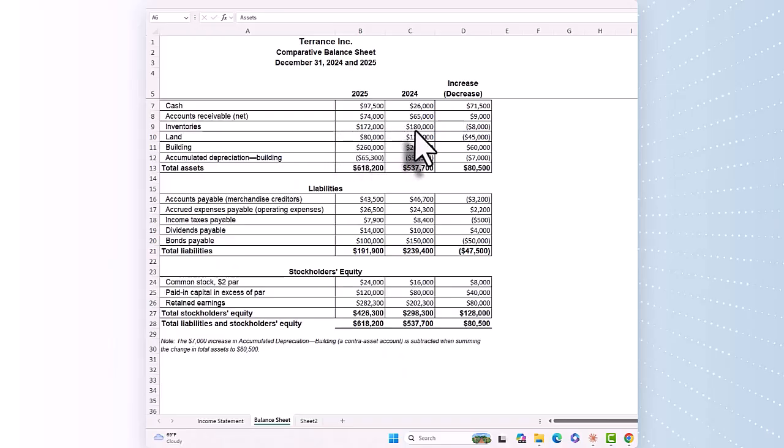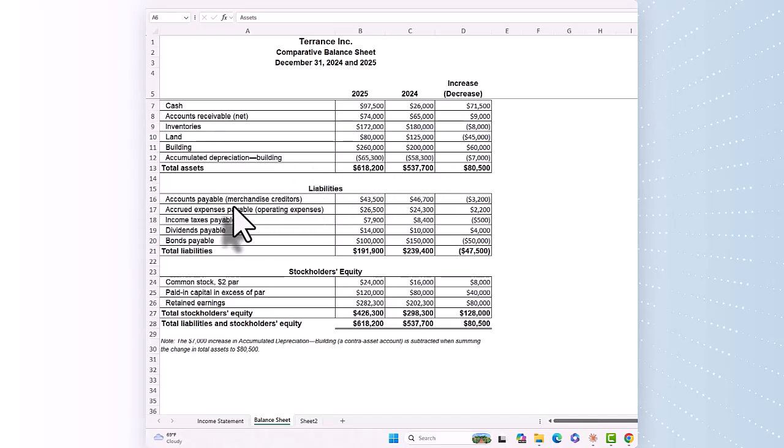We have inventory. Inventory is what we sell to our customers, so it's related to our operations. Inventory went down by $8,000. We can see that we sold some land. Now, land is not related to our operations. Same thing with our building. And then here's our accumulated depreciation.